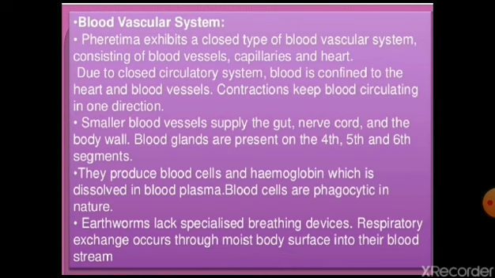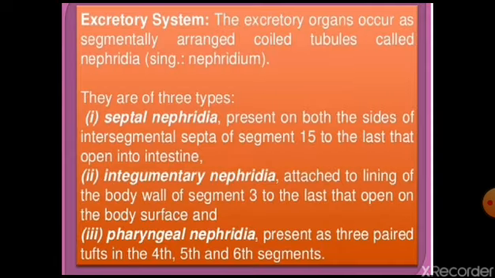Earthworm lacks specialized breathing devices, therefore respiratory exchange occurs through the moist body surface into their bloodstream. Excretory system. The excretory organs are segmentally arranged coiled tubules called nephridia, singular nephridium. Nephridia are similar to flame cells in some animals and Malpighian tubules in some others, and in earthworm, the excretory organs are represented by a pair of nephridia.